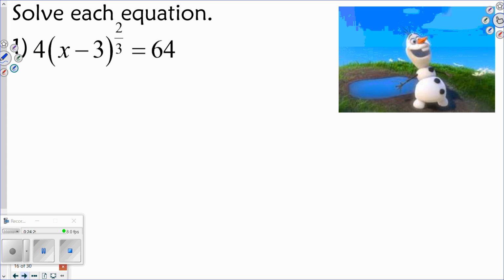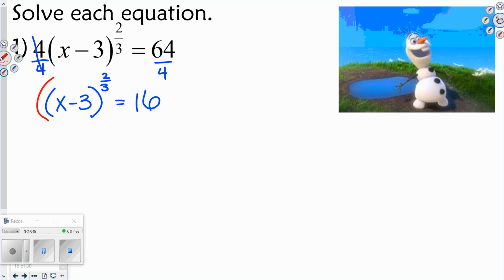So number 1, I need to isolate the parentheses part that has an exponent to it. Divide by 4. Are you allowed to distribute that 4 in there? No, because that exponent's kind of holding it prisoner. It's not letting anybody in. So divide it by 4. So x minus 3 to the 2/3 equals 64 divided by 4, which is 16. I'm not distributing.